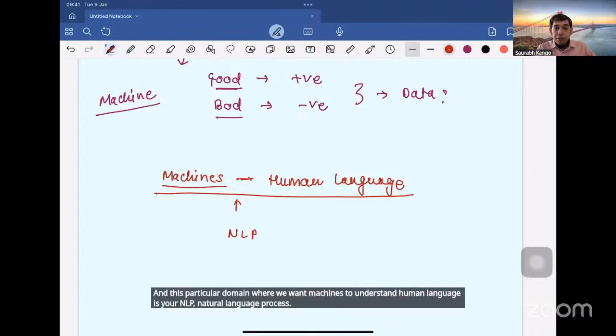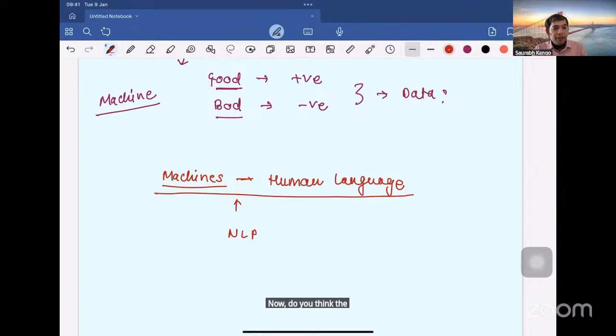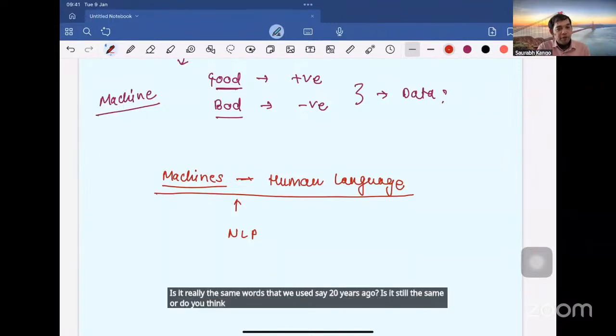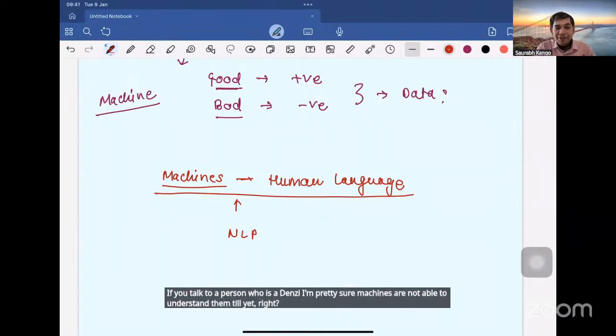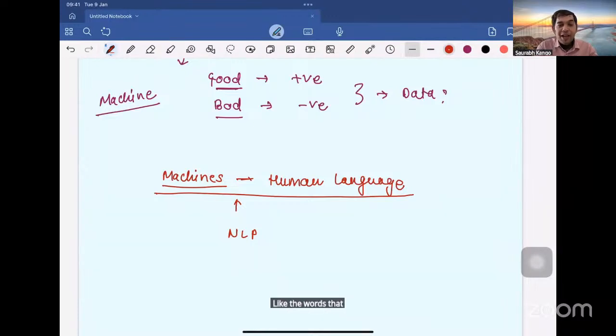Now, do you think the language that we speak keeps on evolving? Is it really the same words that we used, say, 20 years ago? Is it still the same, or do you think it keeps on evolving, what we say, how we say? If you talk to a Gen Z person, I'm pretty sure machines are not able to understand them yet, right? The words that they speak, the tenor, the tone in which they speak, it keeps on evolving.